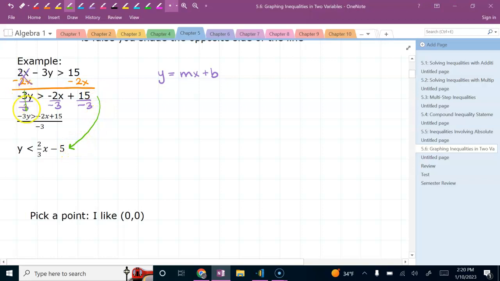And that's how they end up with this equation down here. Because on the y, the negative 3 over negative 3 is gone. So they got y left. Now notice how your sign switched to less than. And that's because we divided by a negative number. So those rules still apply.